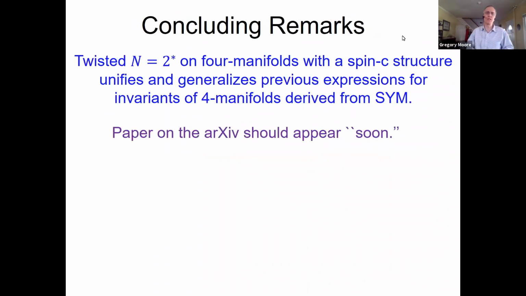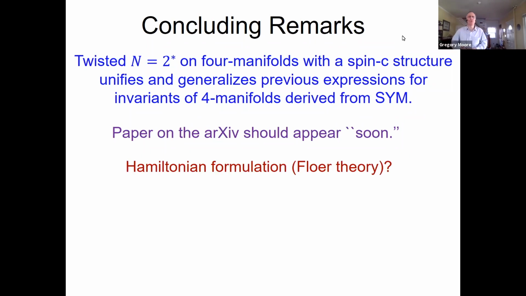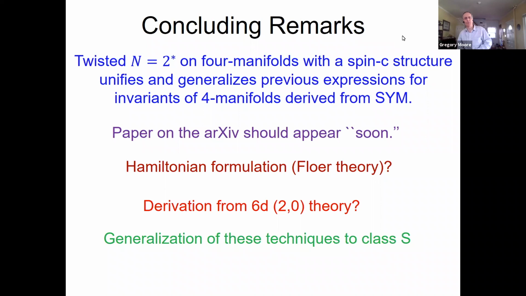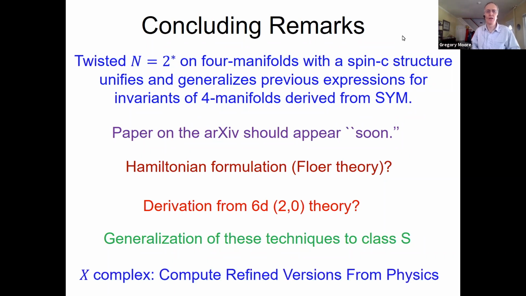Okay, so let me conclude. So I already said this. This next statement is unfortunately a time translation invariant statement. The Hamiltonian formulation of these theories should be a very interesting thing to understand better. And as I've said several times during the talk, the six-dimensional point of view in the generalization to class S ought to be very interesting. And finally, as I just mentioned, when X is complex, there are these very interesting refined versions, and it would be quite interesting to get those from physics. So that concludes the talk. Thank you.